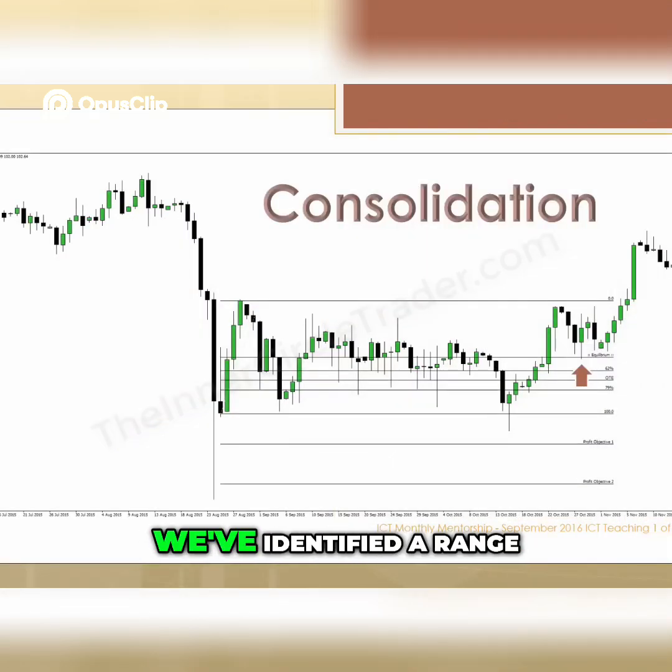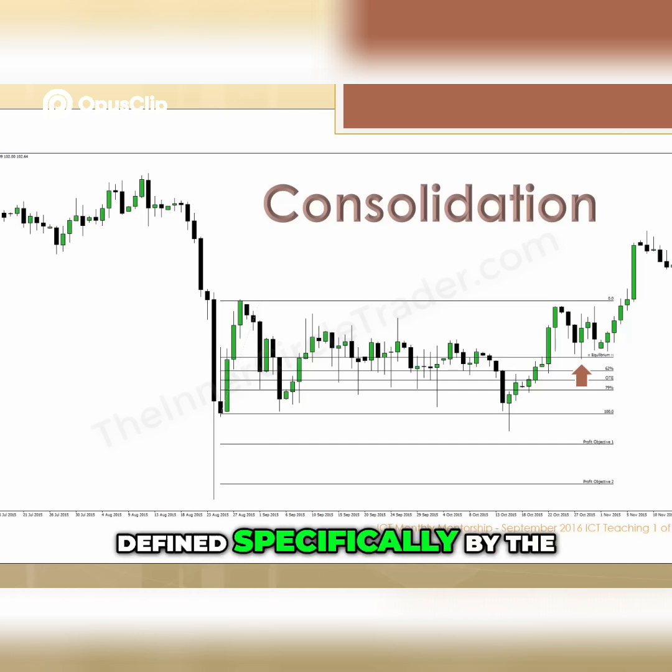Here we see where we've identified a range defined specifically by the bodies of the candles, not the wicks. As you can see, price moves out in an expansive manner and then comes right back down to the equilibrium price point and then expands to the outside.